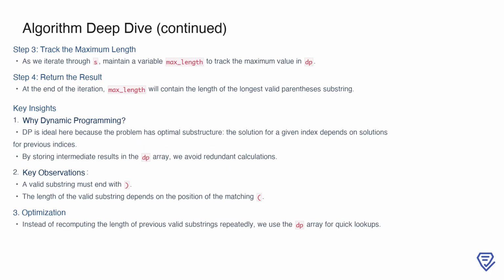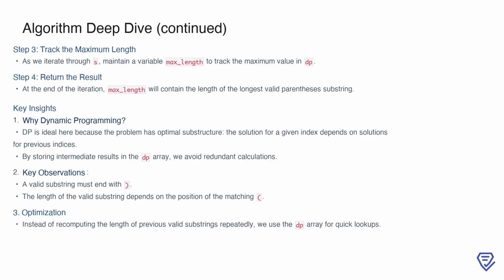As we iterate through the string, we also maintain a variable, max_length, to track the maximum value in the DP array. This ensures that by the end of the traversal, we have the length of the longest valid parentheses substring. The use of dynamic programming is particularly effective here because the problem has an optimal substructure, meaning the solution at each index depends on solutions at earlier indices. This avoids redundant calculations and allows us to build the solution iteratively.